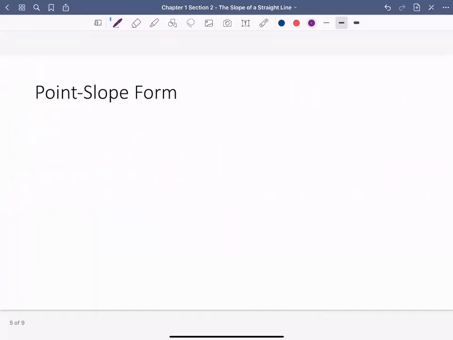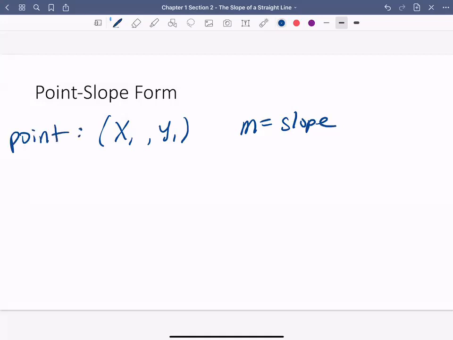All right, so our next form for the equation of a line is point-slope form. Slope-intercept form gives you the slope and the y-intercept. Point-slope form gives you a point and a slope on the line. So we're going to say the point is x1 comma y1, and then m is our slope. The form of the equation looks like this: y minus y1 equals m times x minus x1.